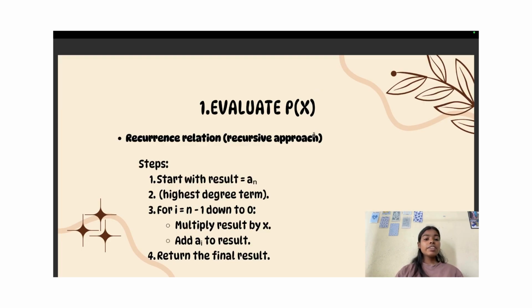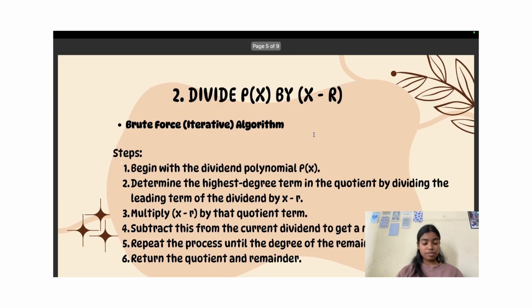Next, we will evaluate P(x) by recurrence relation, which is also known as the recursive approach. Steps are: start with the result equals a_n, which is the highest degree term. For i equals n minus 1 down to 0, we multiply the result by x and add a_i to the result, and at last return the final result. Initialize result equals a_n; for i equals n minus 1 down to 0, result equals result times x plus a_i. It is more efficient than the brute force algorithm.